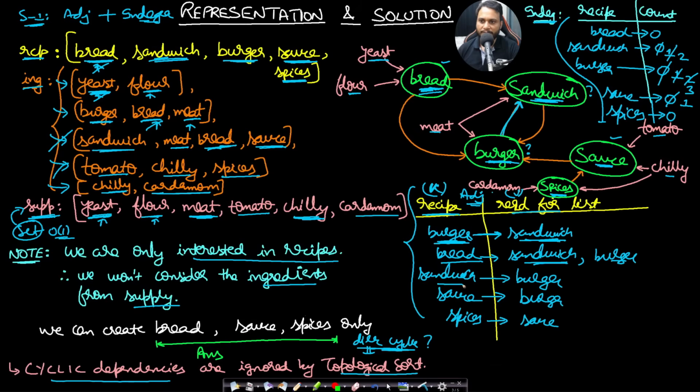One entry for sandwich because sandwich is required by burger. Sauce is required by burger. Spices, because spices are required by the sauce. This is the process to make adjacency list and also update the in degree. This can be done together. Okay, so step 1 is done.